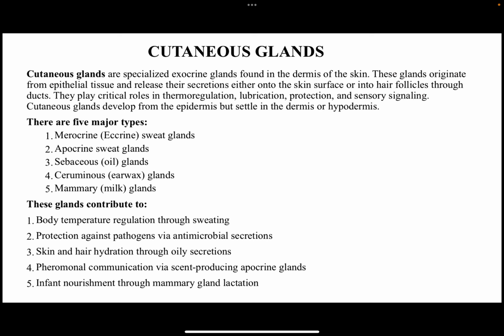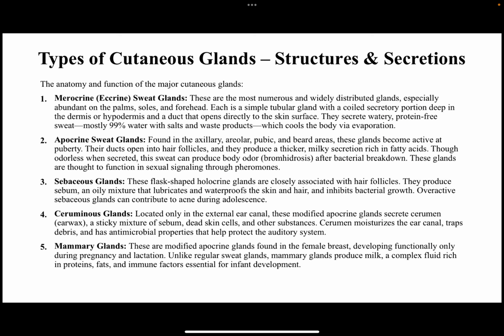These glands contribute to body temperature regulation through sweating, protection against pathogens via antimicrobial secretions, skin and hair hydration through oily secretions, pheromonal communication via scent-producing apocrine glands, and infant nourishment through mammary gland lactation. So these are the types of cutaneous glands and their functions.